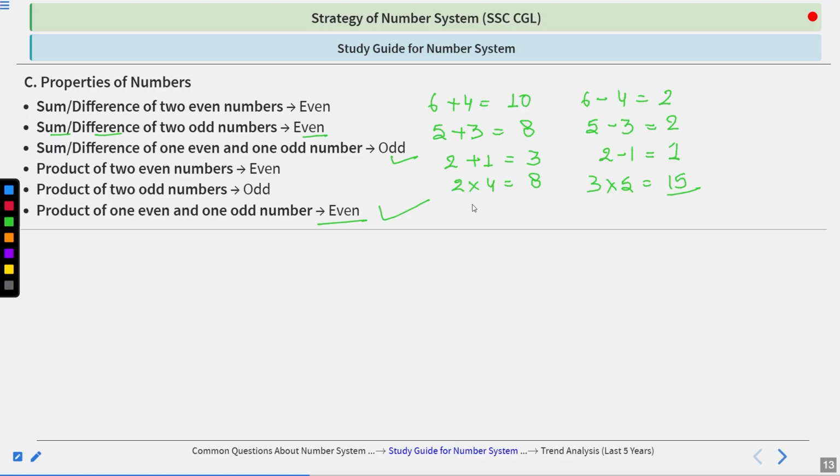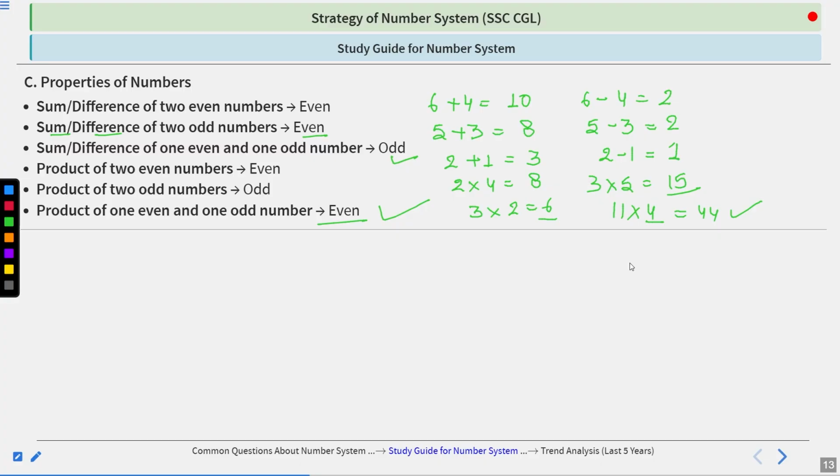Same way, the product of one even and one odd number is even. Now we can take as an example, 3 into 2. What do we get? 6. It is an even number. Now again we can take any odd number, which is 11, multiplying by 4, an even number. What do we get? The result will always be even. So 44 is an even number.